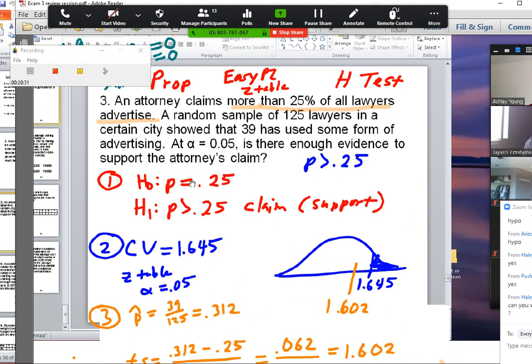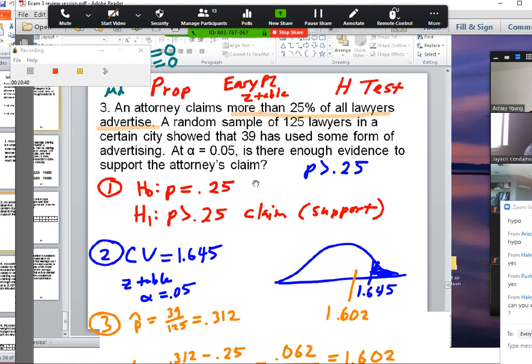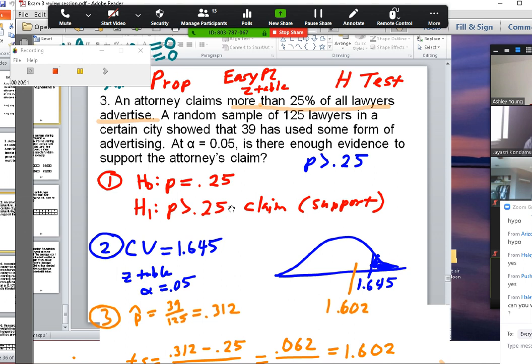When your claim is something along the lines of, it is the same as, or no difference. That's another one. Whenever your claim is equals, figure out what your claim is, and if your claim is equals, then your claim is H naught. I should double check to make sure we only have one reject. I'm pretty sure I only have one problem in each exam that's like that.